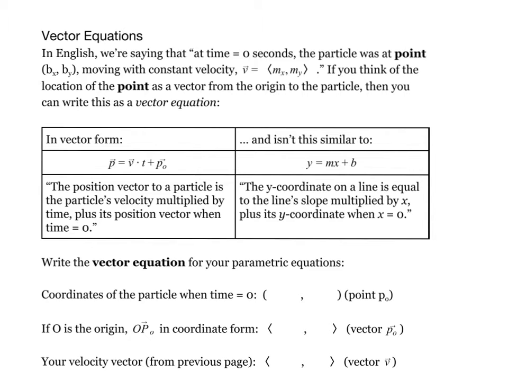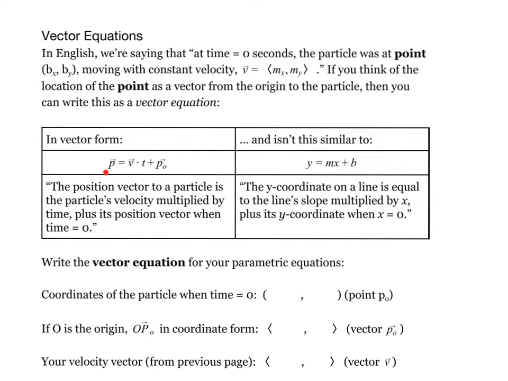So this is not rocket science. It's just a sort of compact way of saying this. A vector equation is a way of compactly expressing these two separate components, how they move independently, and writing it as a single equation. So it's more of a notation thing than anything else.